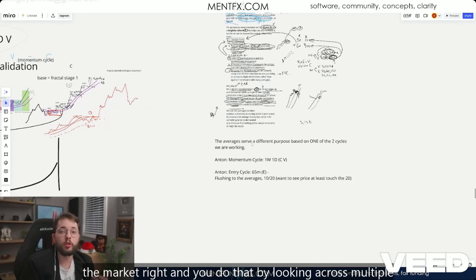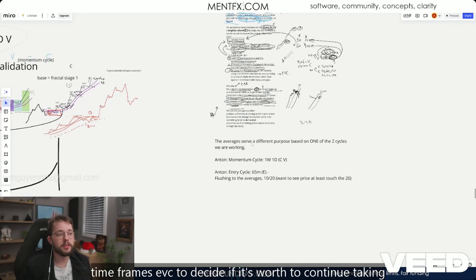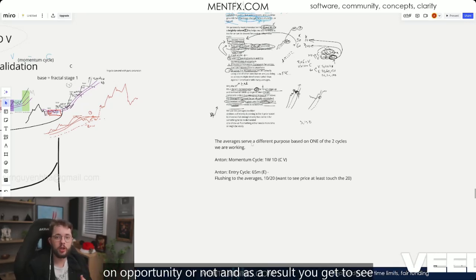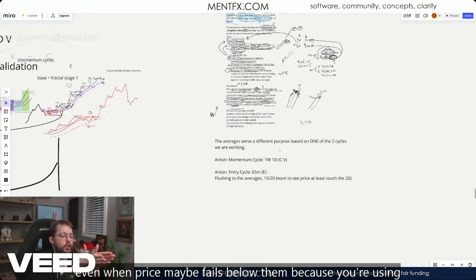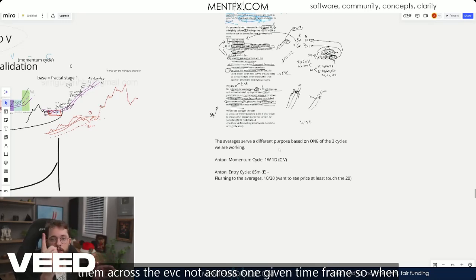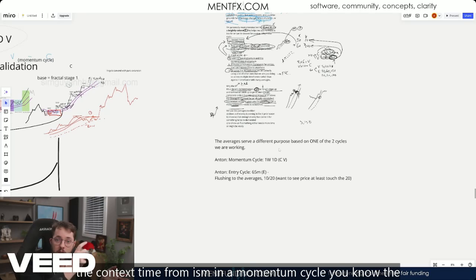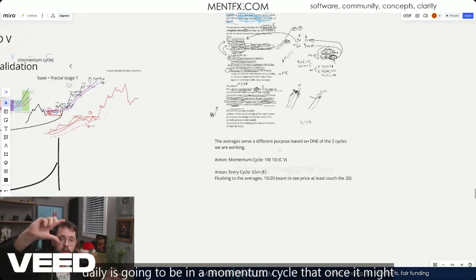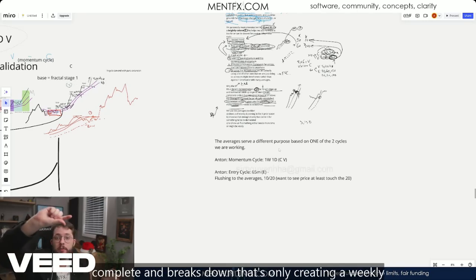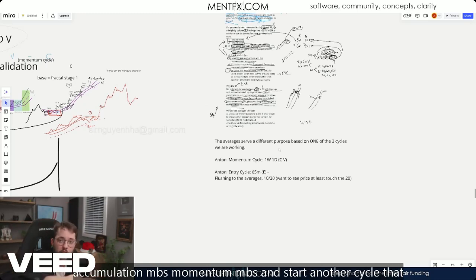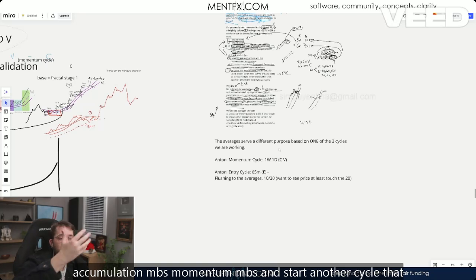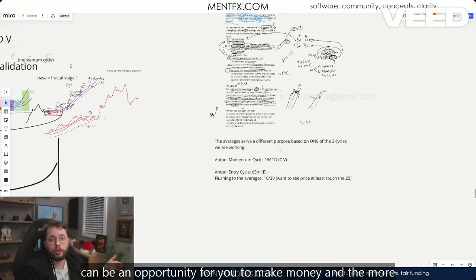And you do that by looking across multiple timeframes, EVC, to decide if it's worth continuing to take on opportunity or not. And as a result, you get to see firsthand how the averages work in tandem with each other, even when price maybe fails below them, because you're using them across the EVC, not across one given time frame. So when the context time frame is in a momentum cycle, you know the daily is going to be in a momentum cycle that once it might complete and breaks down, that's only creating a weekly momentum MB that's going to lead to the daily going into accumulation MBs, momentum MBs, and starting another cycle that can be an opportunity for you to make money.